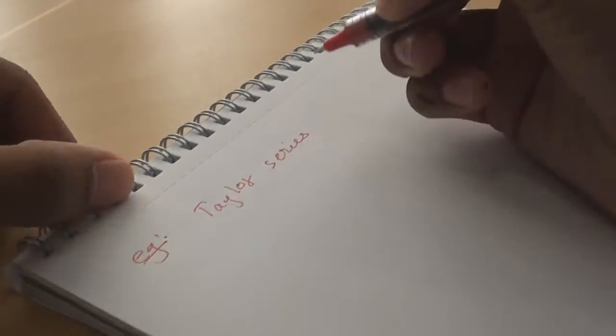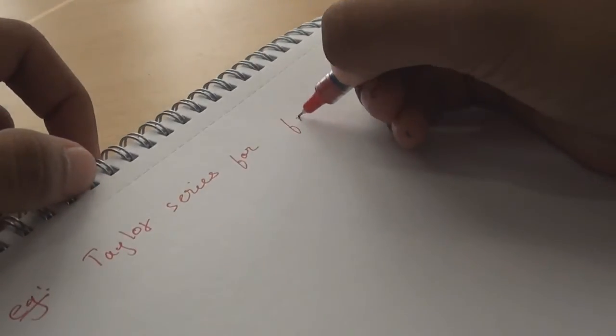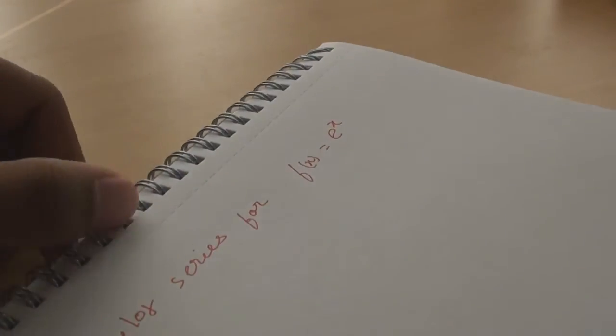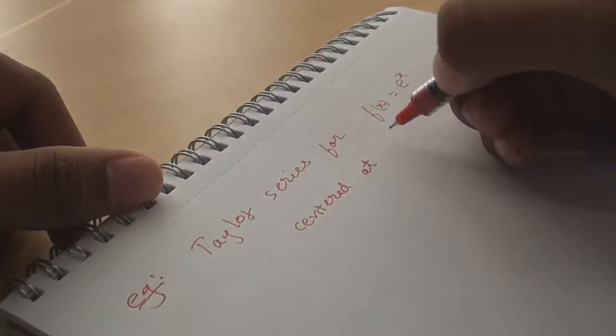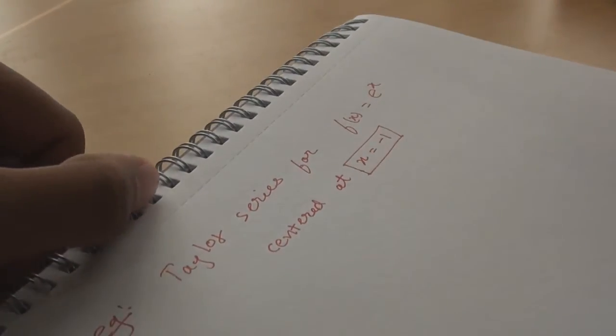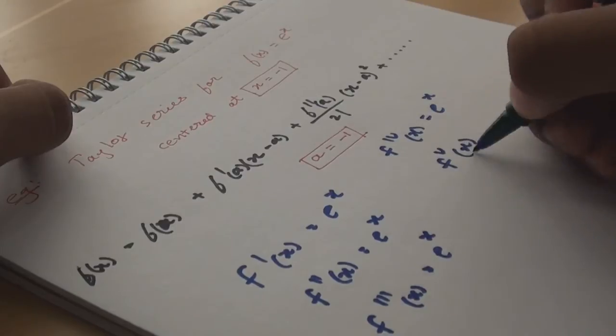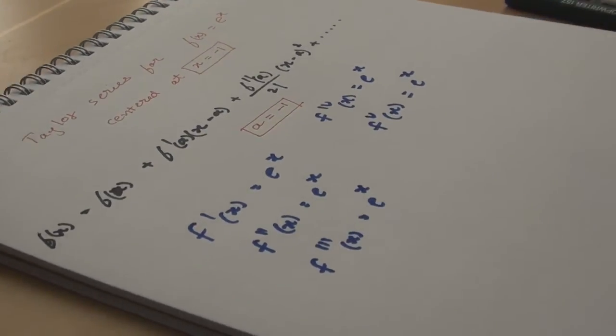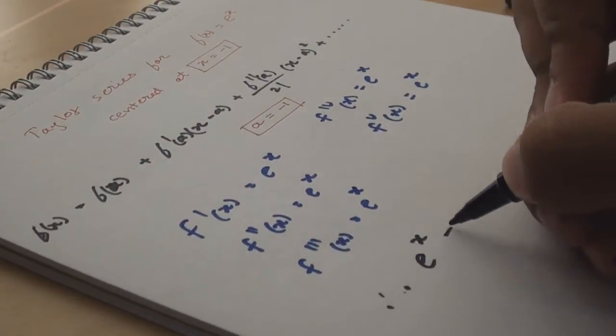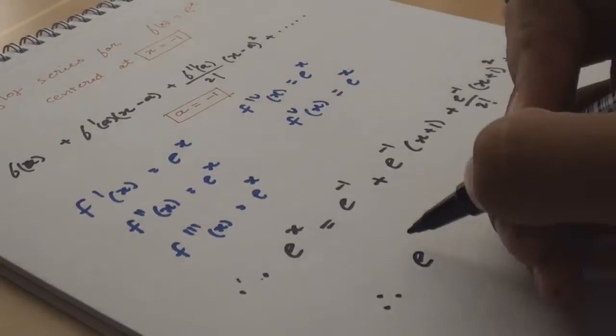Another example. Determine the Taylor series expansion for the function f of x equals e to the power x. Solve it the same way you solve the Maclaurin series, only your a equals negative 1. Find a bunch of derivatives and substitute and find the pattern. Do remember the terms are counted as 0, 1, 2, 3 and so on.